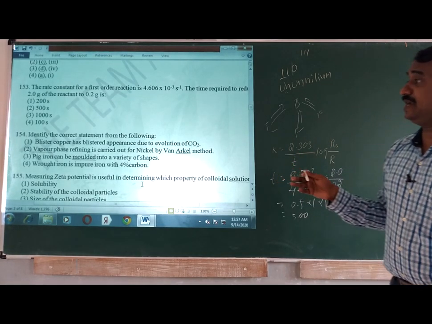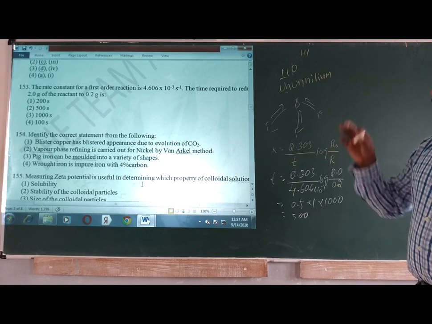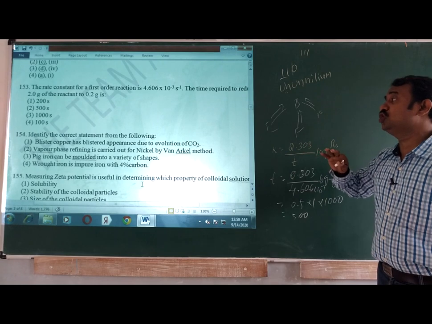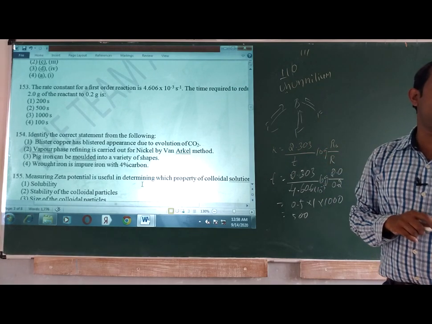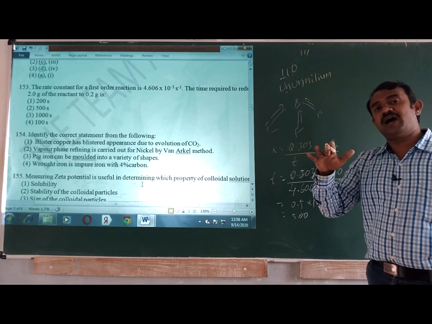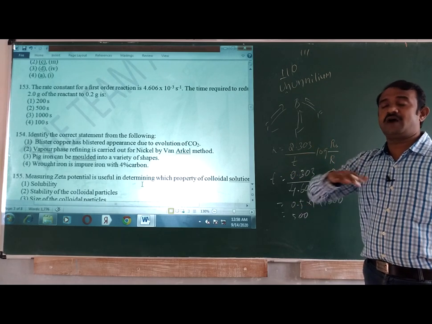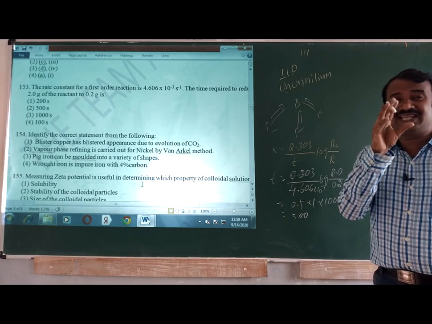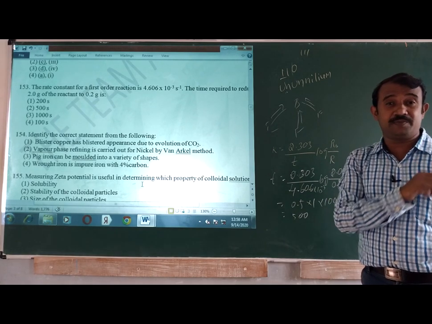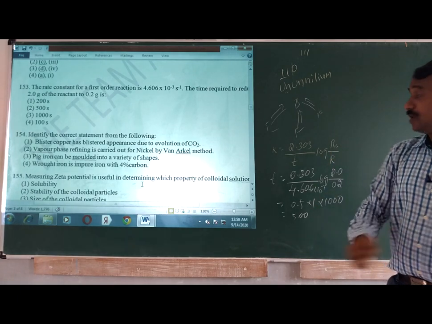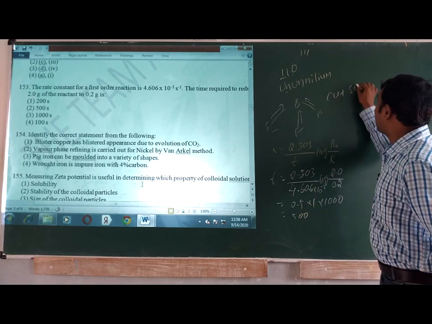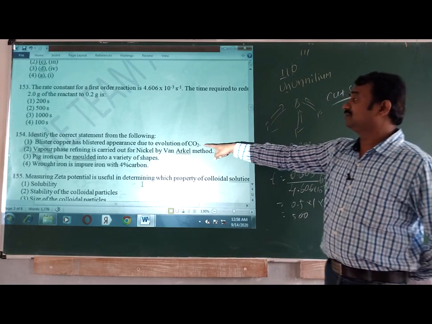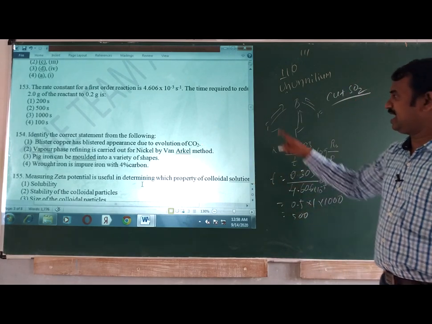Identify the correct statement for the following. Blister copper has blistered appearance due to evolution of carbon dioxide. When extraction of copper, we are getting copper after roasting, after bessemerization, you will get bubbles like structure, that is called as a blister of copper. Why is it having bubbles? The copper which contain gas is there. Which gas? Sulfur dioxide, but they are given carbon dioxide. This is a wrong answer.